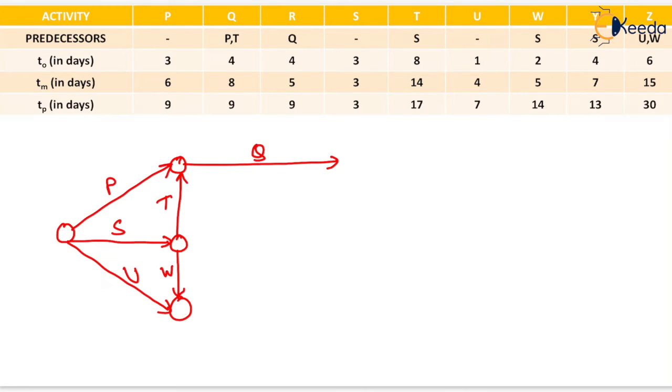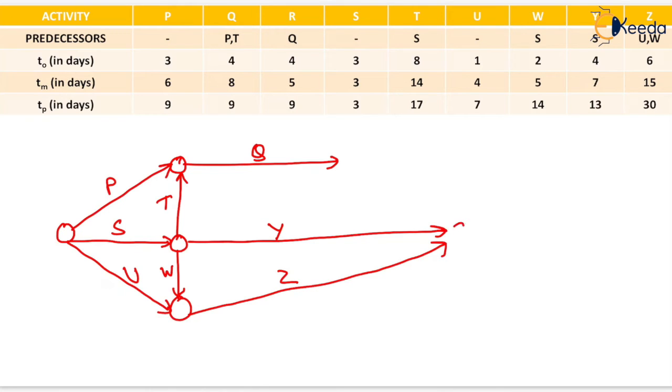Similarly, Y has the immediate predecessor S, so we will mark this activity by this line, that is Y. For Z, U and W are the immediate predecessors, so we will start the activity Z from here, like this. Now R has the immediate predecessor Q, so we will start R from here, and this is the complete network diagram. Now we will number the events: 1, 2, 3, 4, 5 and 6. That will be the numbering of this network.